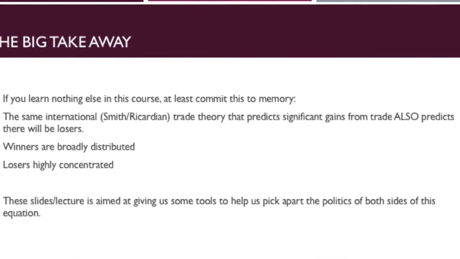The winners from international trade are broadly distributed throughout the economy: consumers, longer production runs for manufacturing as they service foreign markets. But the losers, so-called losers, are highly concentrated, highly politically potent. And so this set of lecture slides is really designed to pick some of that apart and try to help you understand how those winners and losers are created.